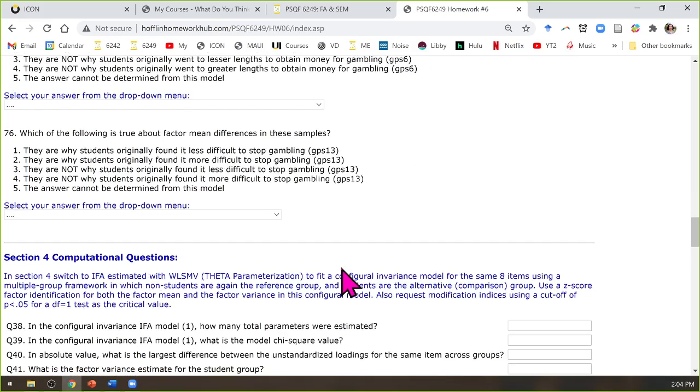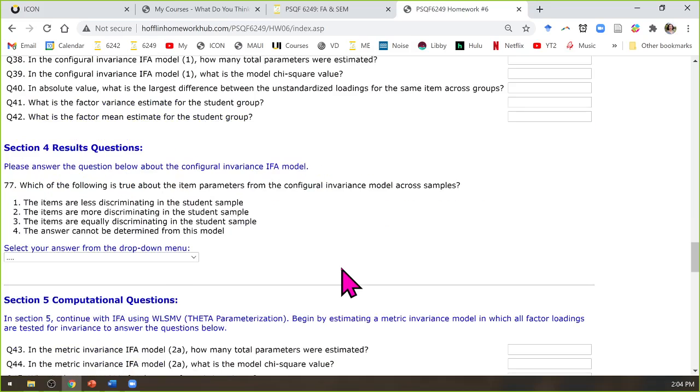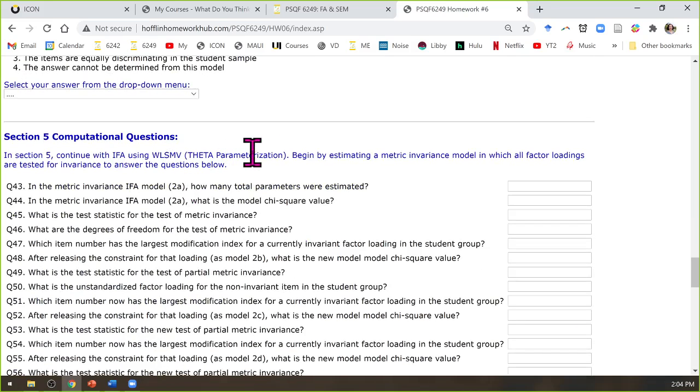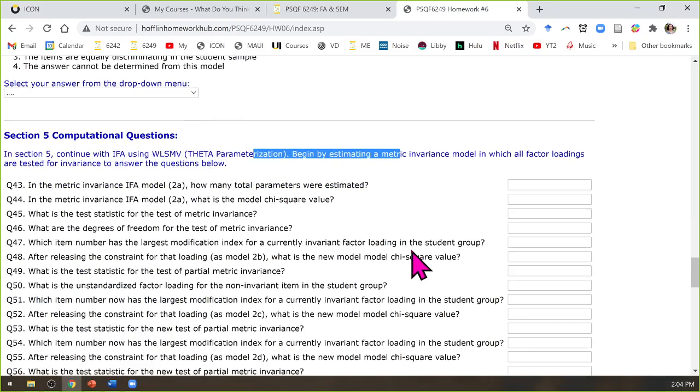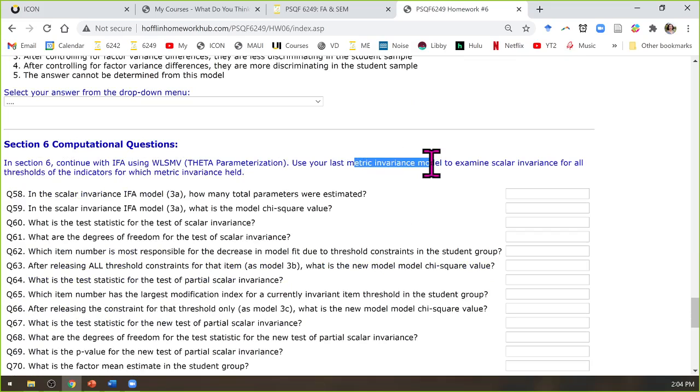And then in section 4, we're switching over to IFA. So starting over again with configural. Configural is then the baseline for section 5, which is the metric model. And then you carry forward your last best metric model, whichever loadings could be constrained, to test thresholds. And we're not dealing with residual variances for either of these, I believe. Did that answer the first question about baselines? Okay.